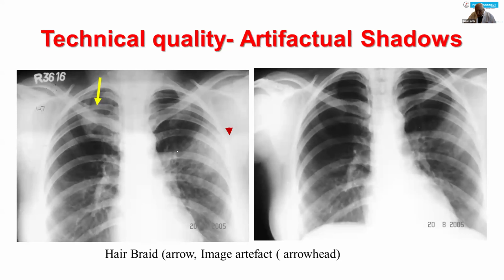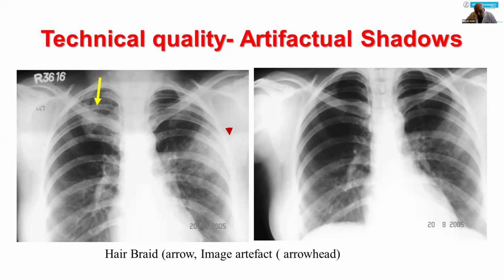And if it's a female, make sure that it's not a braid of hairs and it's not an image artifact. Have the X-ray repeated. Otherwise, you'll end up calling this lesion over here as some sort of a tuberculosis or some other lesion. So make sure that the X-ray is taken in such a way that there's nothing overlapping on these X-rays besides the normal bones. Anything which is overlapping on the X-rays can cast a shadow and mimic a disease.